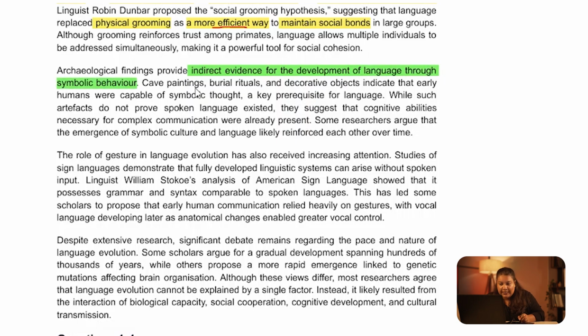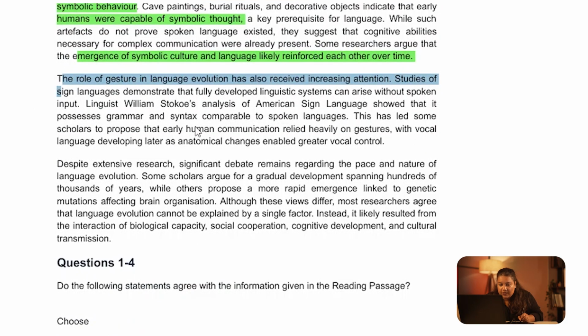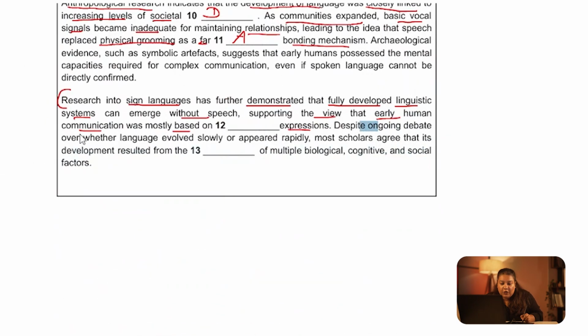It's all paraphrased completely. Cave paintings, burial rituals, and decorative objects indicate that early humans were capable of symbolic thought, a key prerequisite for language. While such artifacts do not prove spoken language existed, they suggest that cognitive abilities necessary for complex communication were already present. So some researchers argue that emergence of symbolic cultural language likely reinforced each other. Okay. Role of gesture, linguistic system, this has led to, okay. So here we have it, because there it talks about researchers, so scholars, to propose that early human communication relied heavily on gestures, because here it says early human communication was mostly based on dash.